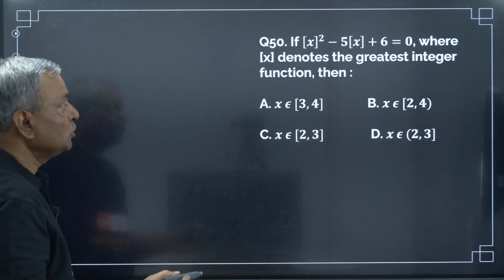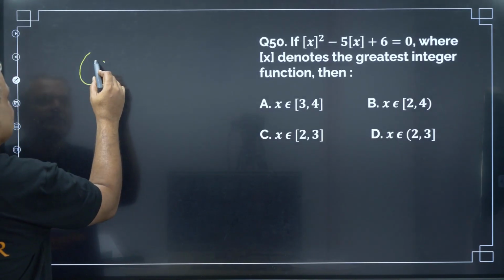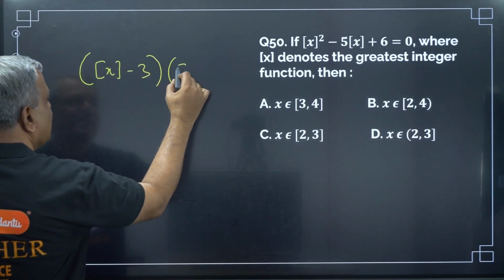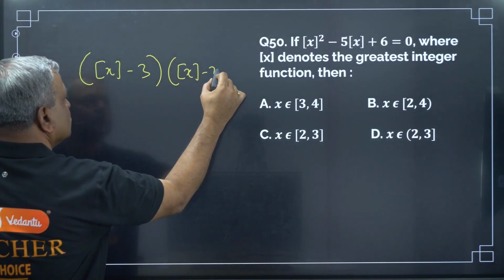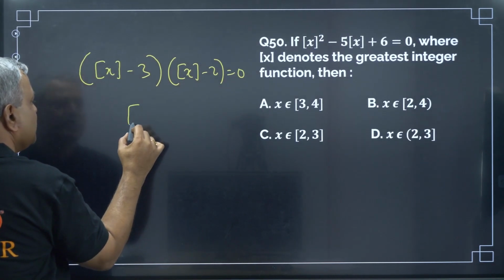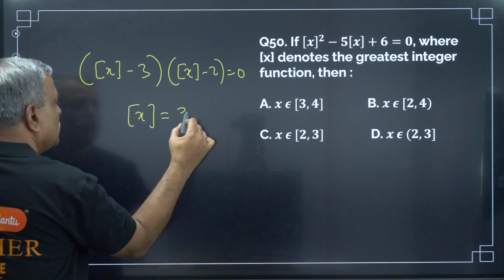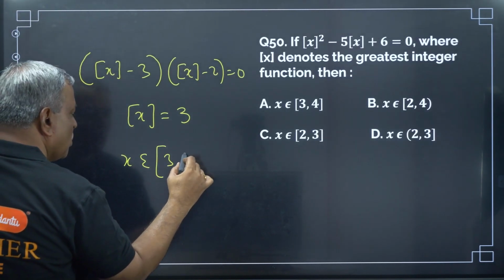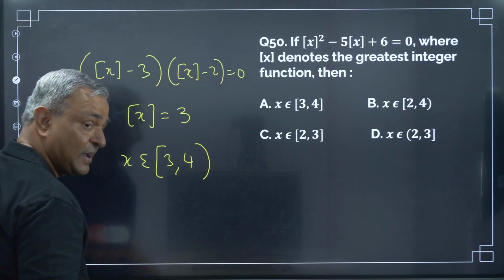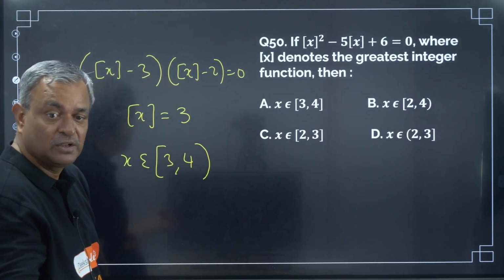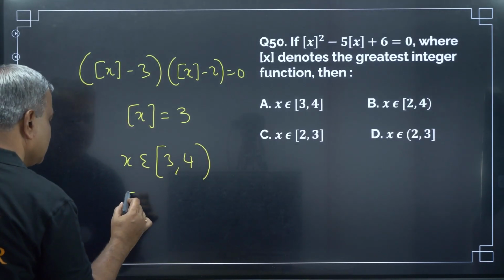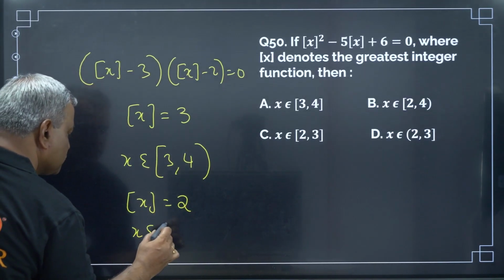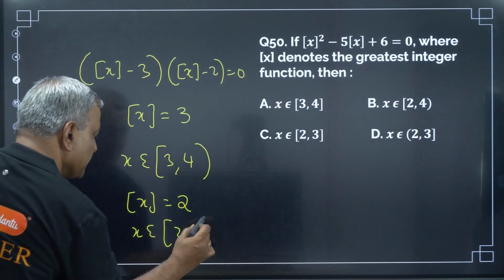50. So this question comes from greatest integer function, that is the reason in junior classes we studied the factors. So greatest integer of x is equal to 3 when x belongs to 3 closed, 4 open. Why? 3.999 is also 3. Similarly, greatest integer of x is equal to 2 when x belongs to 2 closed, 3 open.